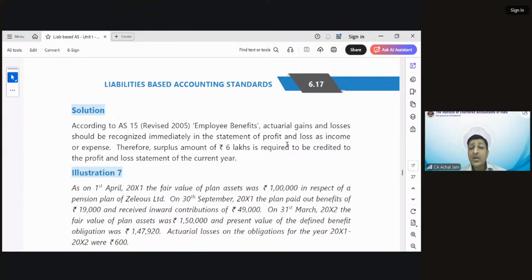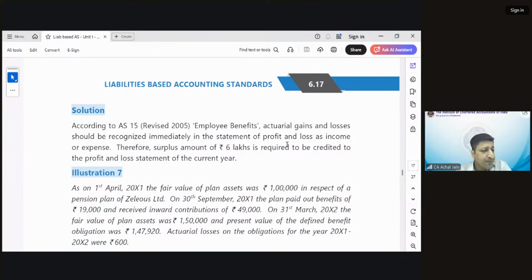And present value of defined benefit obligation. What is this defined benefit obligation? It's a liability, and we have discussed how you record it: at present value. Don't get confused about what is fair value and what is present value. We just need to understand there's an asset whose value at the beginning of the year is given, and at the end of the year there's a liability whose value is also given.